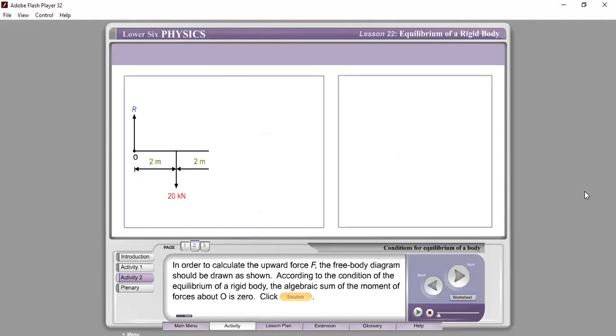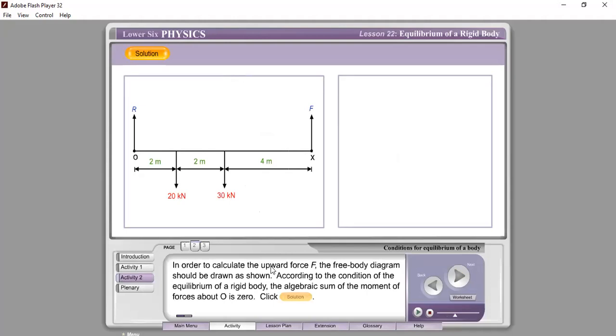In order to calculate the upward force F, the free body diagram should be drawn as shown. According to the condition of the equilibrium of a rigid body, the algebraic sum of the moment of forces about O is 0. Click Solution.